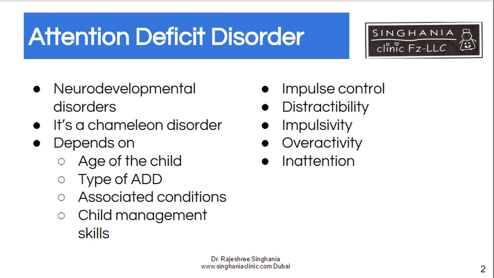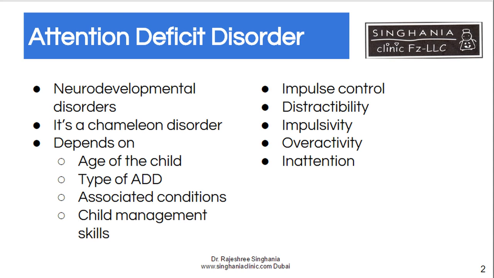Also, child management skills affect how a child behaves. So if a person is more critical or punishing or inadvertently gives attention to negative behaviors, then that negative behavior will increase. Nonetheless, the key features of ADD are lack of impulse control. So the child doesn't think before he says or does something, like he doesn't think of consequences. Distractibility. Any small sound or disturbance can distract the child from his work.